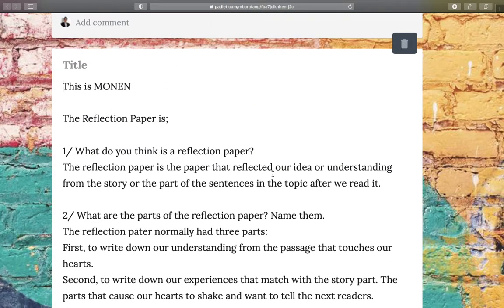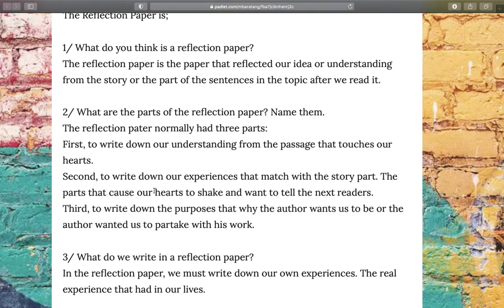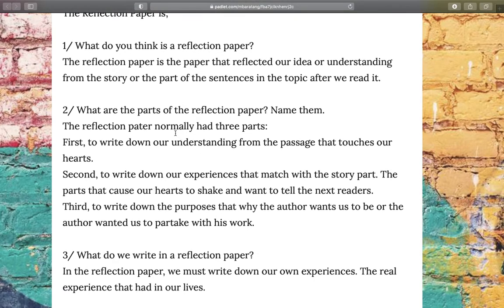Okay, let's look at this one from Monin. The reflection paper normally has 3 parts. First, to write down our understanding from a passage that touches our hearts. What do you mean by understanding? I don't know how you can write that, understanding. Second, to write down our experiences that match with the story part. Yeah, you relate it to yourself. That's right. The parts that cause our hearts to shake.